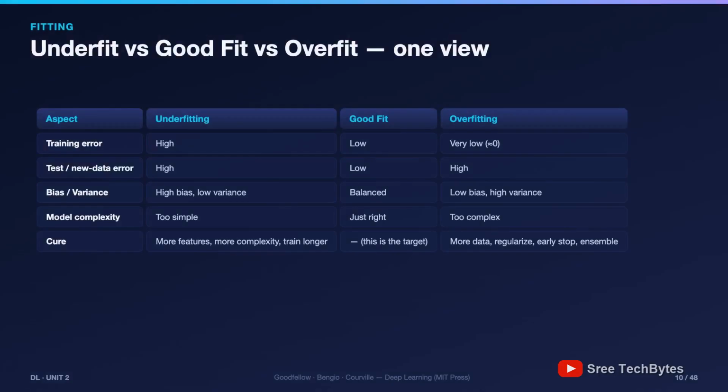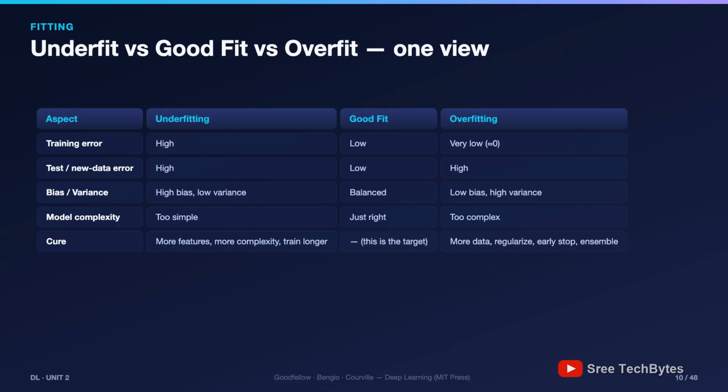Let's compress everything so far into one table: your revision card for fitting. Training error: underfitting high, good fit low, overfitting very low, suspiciously close to zero. Test error: underfitting high, good fit low, overfitting high. There's the trap: great training numbers, terrible reality. Bias and variance: underfit high bias, low variance. Overfit low bias, high variance. Good fit balanced. Complexity: too simple, just right, too complex.